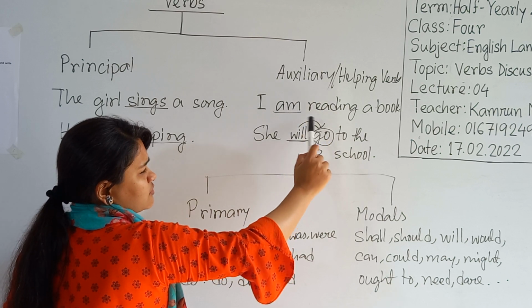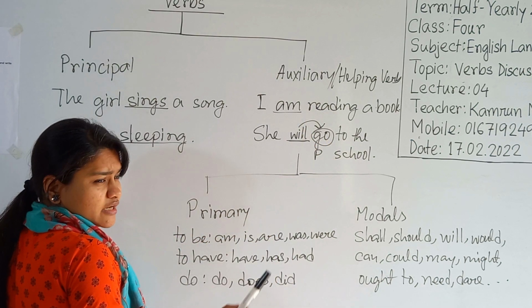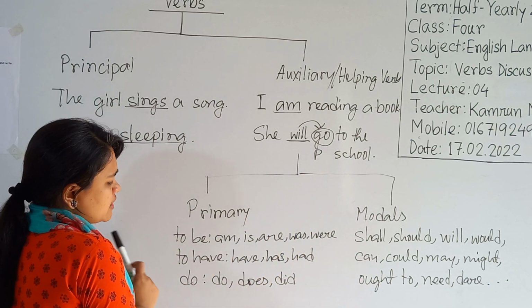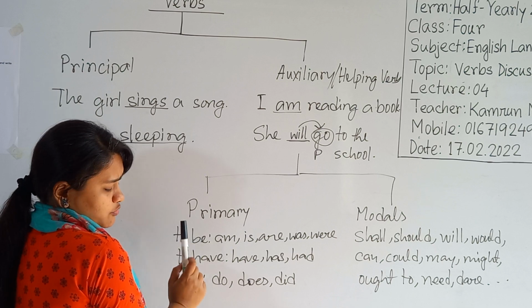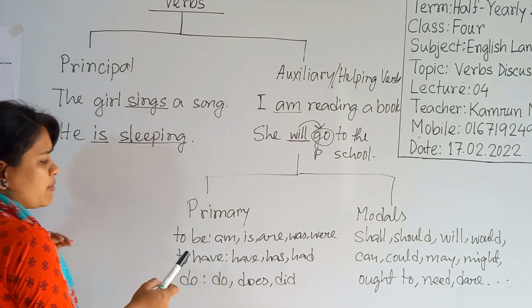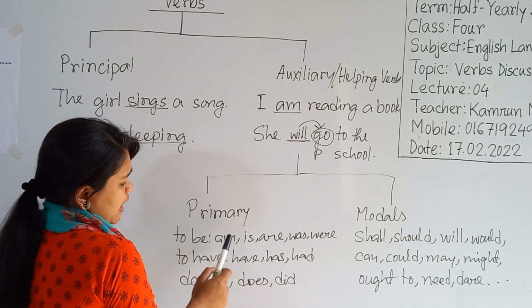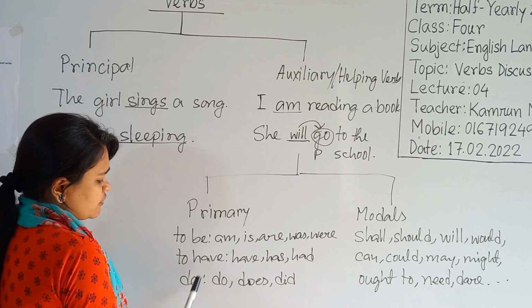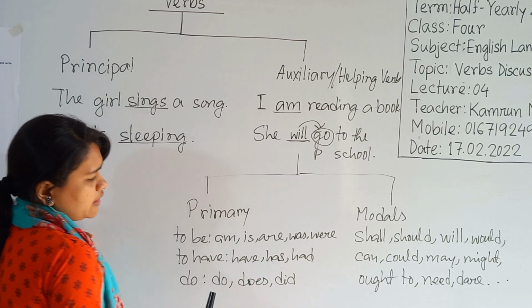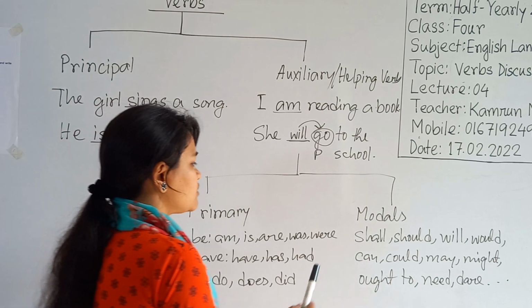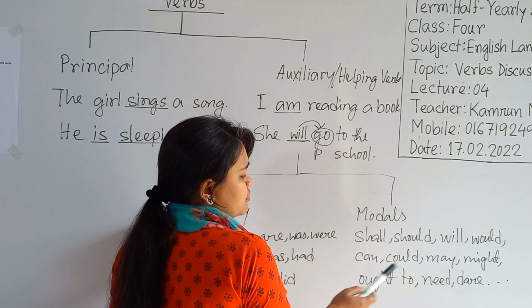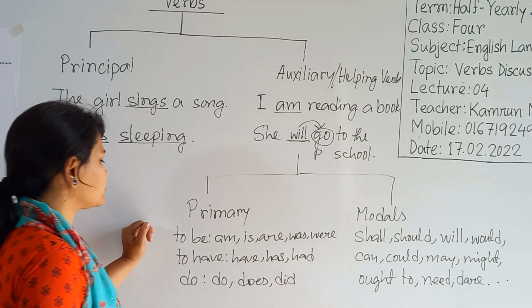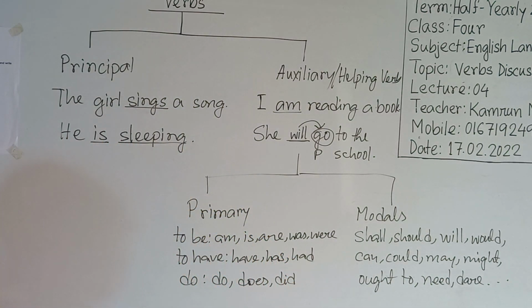So this one is auxiliary verbs, and there are two types of auxiliary verbs. And what are they? Primary auxiliaries and modals. And what are the primary auxiliaries? There are three types of primary auxiliaries. To be verb: am, is, are, was, were. And to have verb: have, has, had. And do verb: do, does, and did. And there are modal auxiliaries, and what are they? Shall, should, will, would, can, could, may, might, ought to, need, dare, etc. Used to. Okay. Now we will go to exercise.